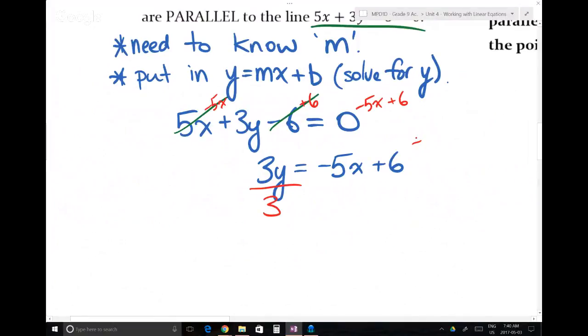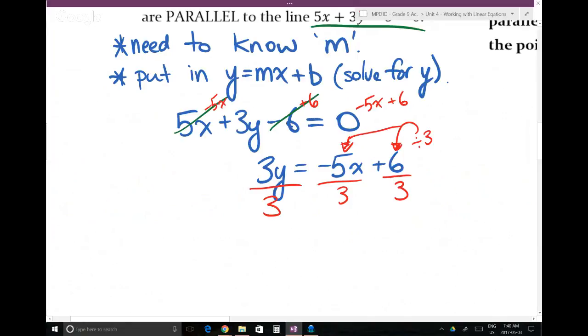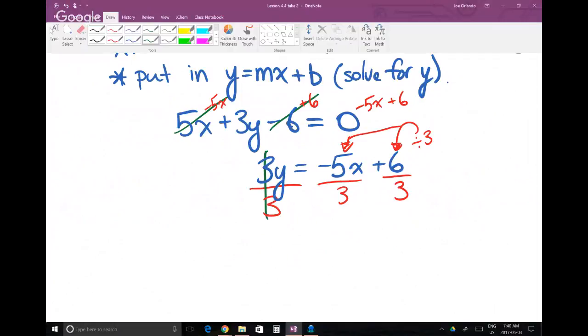And what we're going to remember is that multiplication and division are both distributive, which means that we're going to divide the 6 by 3 and the 5x by 3. They both have to be divided. So we're going to put a divide by 3 here and a divide by 3 here. It's very important. Multiplication and division are both distributive processes. And now we can work this out.